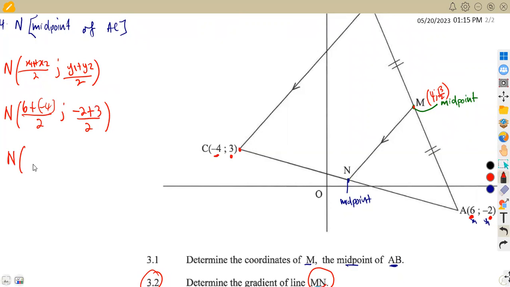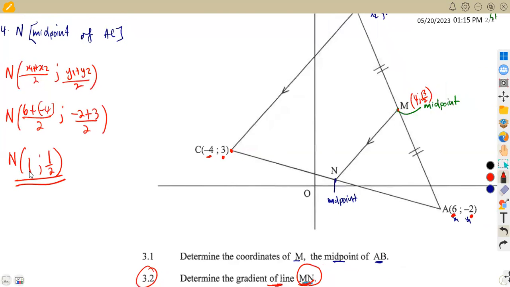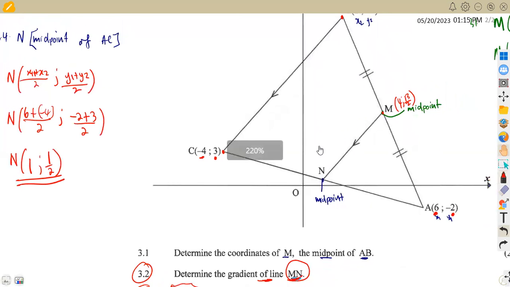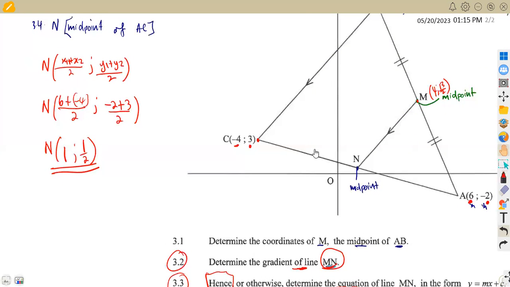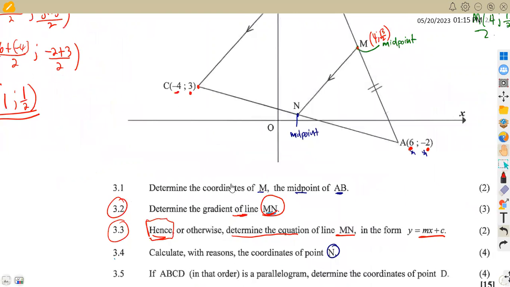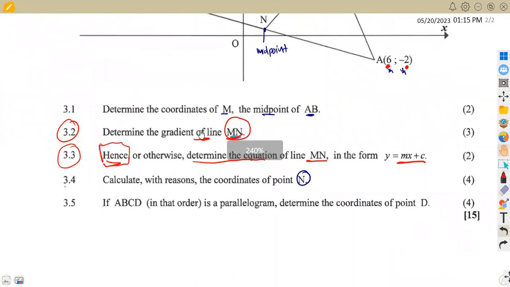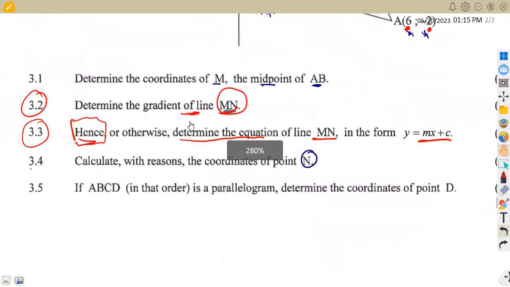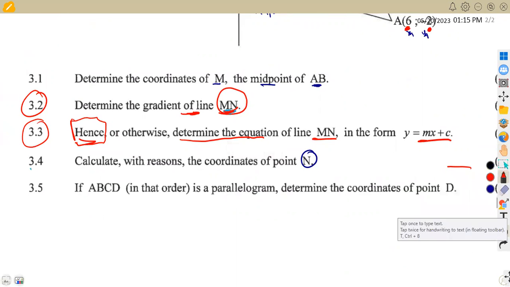So our N is going to give us 1.5. So that's our point N in this case. All right, so that is how we can attempt such typical questions from the midpoint theorem or from the midpoint concept. All right, so question 3.5, we are now given that if A, B, C, D in that order, so we are given an order to follow in this case.